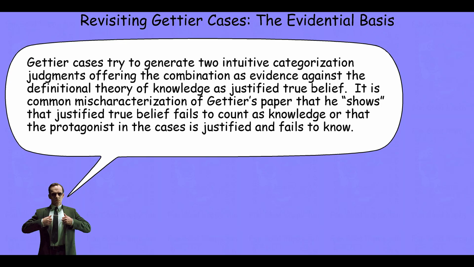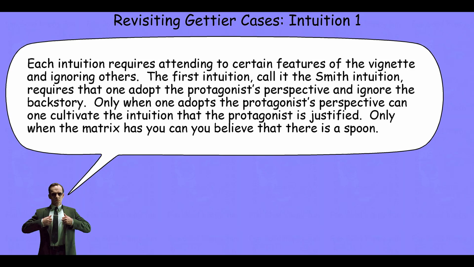Each intuition that a Gettier case generates requires attending to certain features of the vignette and ignoring other features of the vignette. The first intuition, call it the Smith intuition, requires that one adopt the protagonist's perspective and ignore the backstory. That is, you want to adopt Smith's perspective of the scenario. Think about whether or not Smith is justified in his belief given his evidence and his perception of the situation. In doing so, you ignore the backstory about the defects in Smith's evidence.